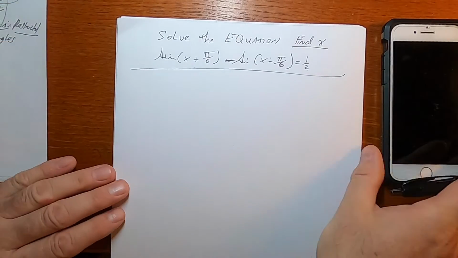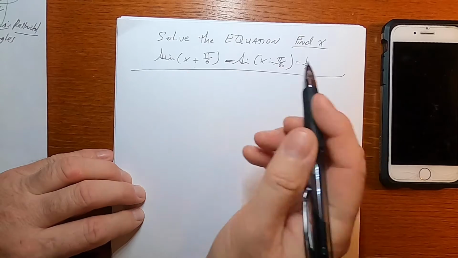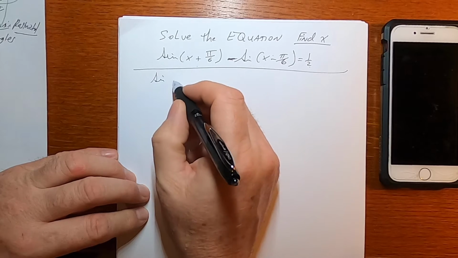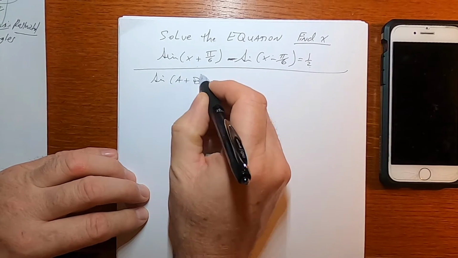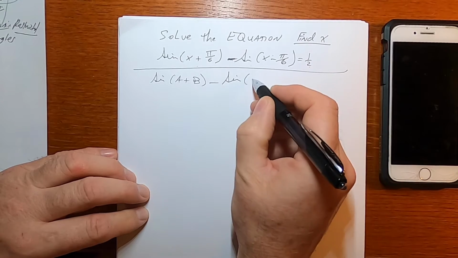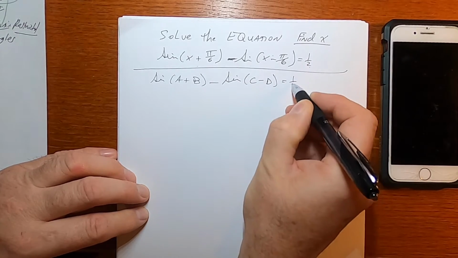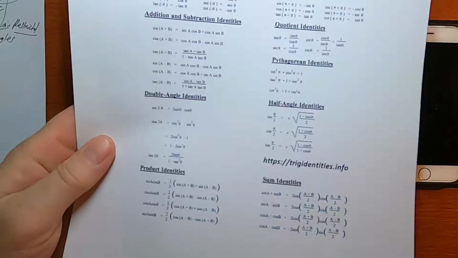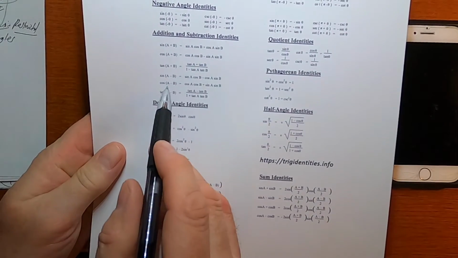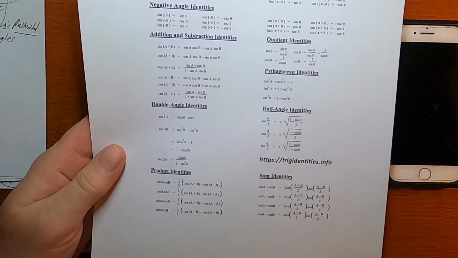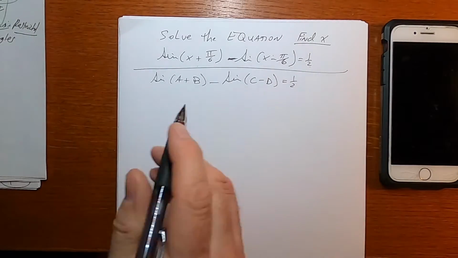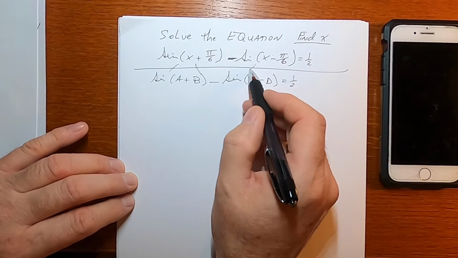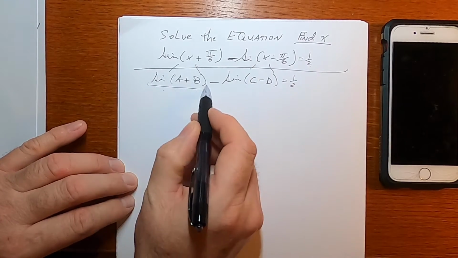Okay, so let's see. First, I'm going to write out the long form. So I have sin(a + b) − sin(c − d) = 1/2. And that's the format that you see with the identity, except it's not a − b, it's c − d in this case. All right. So let's write it out longhand.